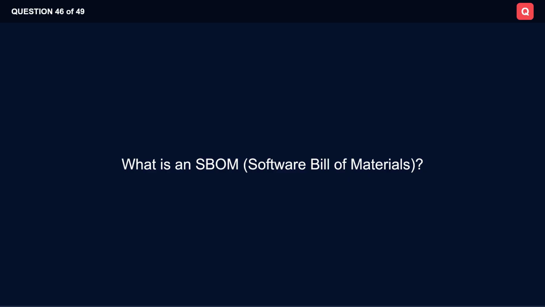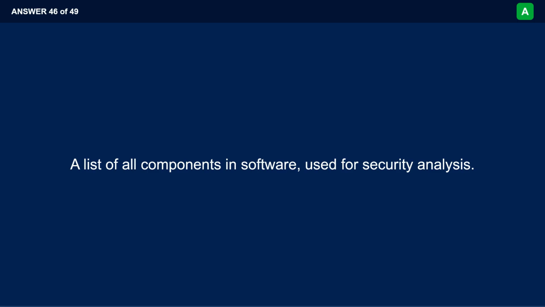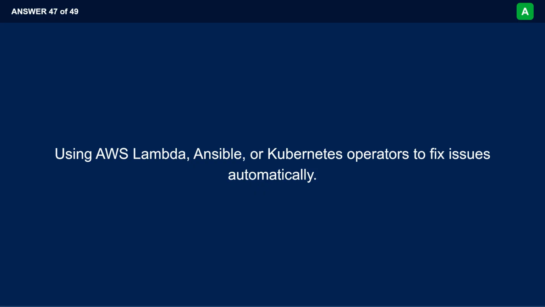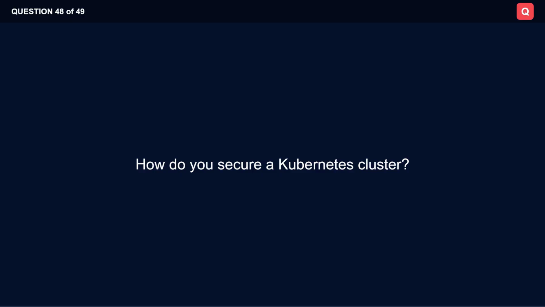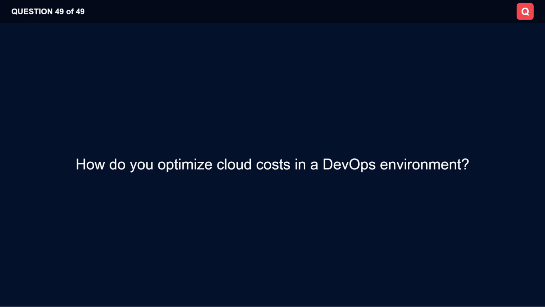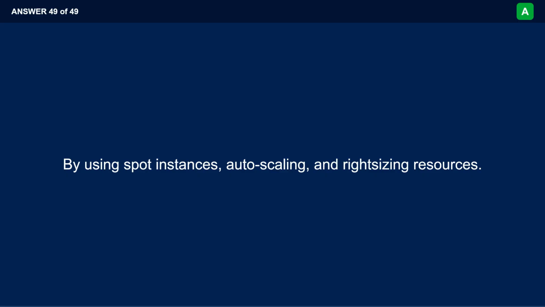What is an SBOM, software bill of materials? A list of all components in software used for security analysis. How do you implement auto-remediation in DevOps? Using AWS Lambda, Ansible, or Kubernetes operators to fix issues automatically. How do you secure a Kubernetes cluster? Use RBAC (role-based access control), enable pod security policies, rotate TLS certificates. How do you optimize cloud costs in a DevOps environment? By using spot instances, auto-scaling, and right-sizing resources.